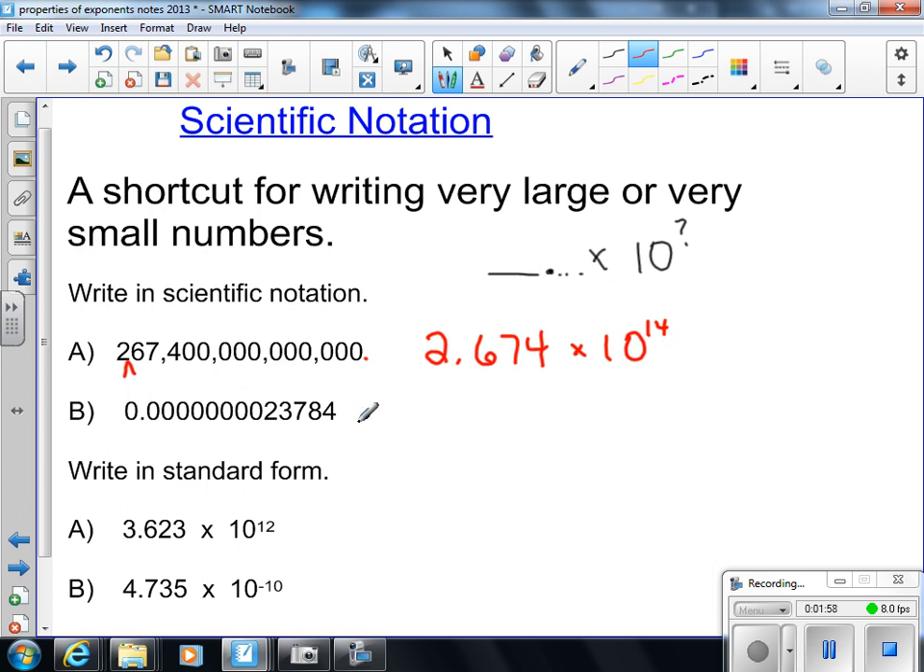Let's take a look at a decimal number, a very small number. You're still going to follow the first step, and I need to write it as a number between 1 and 10, so my decimal point will go between the 2 and the 3. Times 10 to some power. Now which way are we counting? 1, 2, 3, 4, 5, 6, 7, 8, 9. It would be to the negative 9th. Very good. Anytime I have decimal numbers, your power of 10 will be negative.